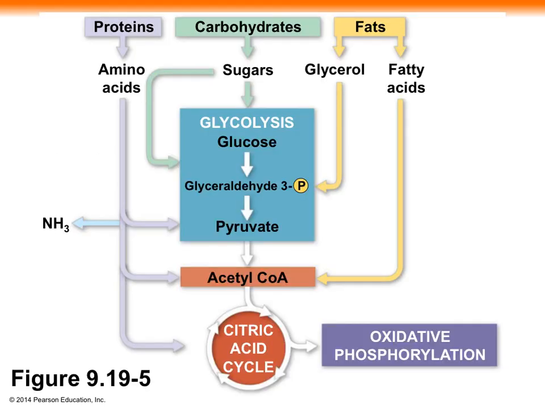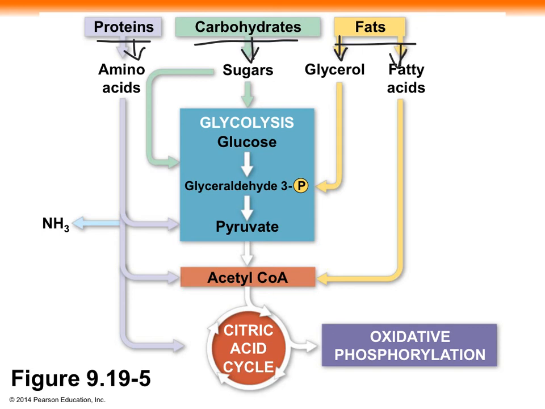The figure here shows you these examples. At the very top, we can see different types of organic molecules, proteins, carbohydrates, and fats. Proteins broken down into their monomers, amino acids, carbohydrates into their monomers, monosaccharides, which are sugars. Remember, it doesn't just have to be glucose, though glucose is going to yield the most. Fats would then be broken down into glycerol and fatty acids.